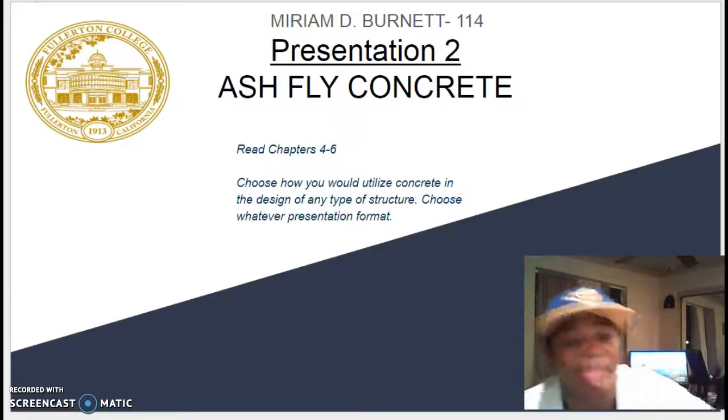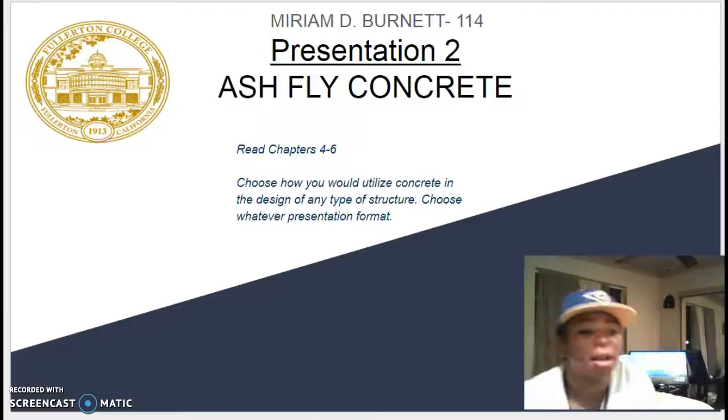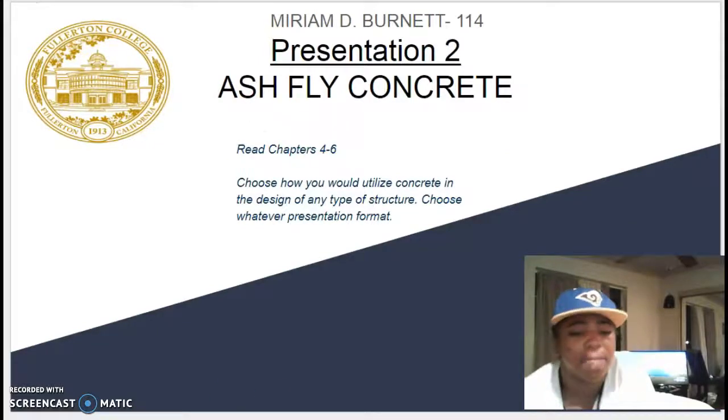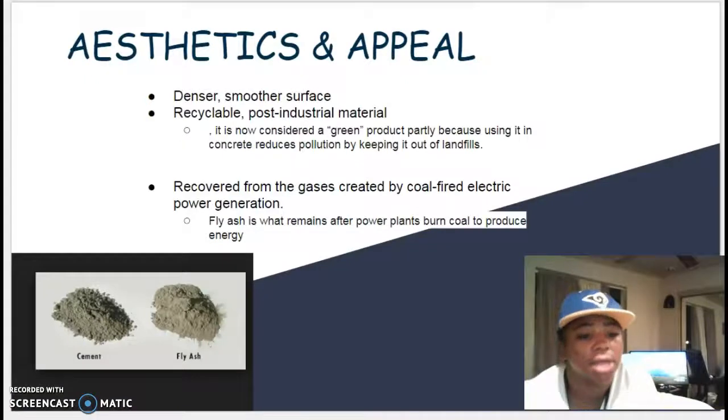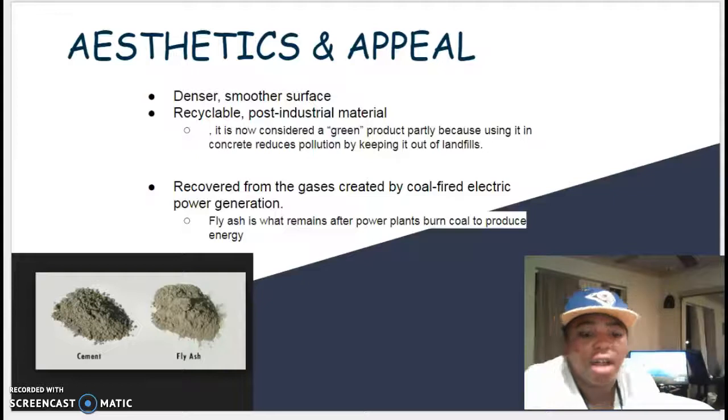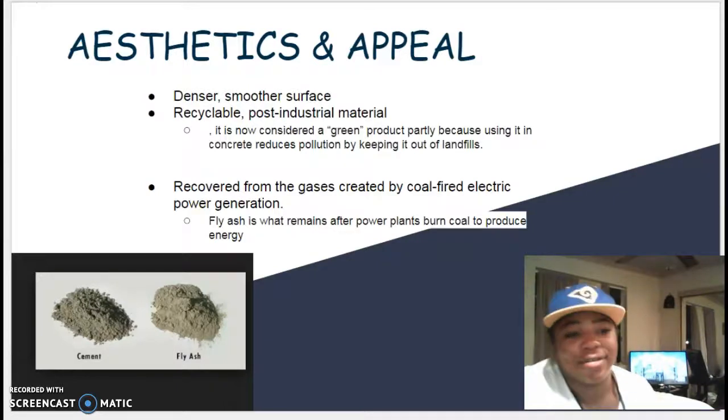Anyway, so I chose Fly Ash Concrete. I'm a tree hugger, and I will use it in the design of any type of structure because it has an aesthetic appeal that I particularly like. It's not only denser and smoother on the surface, which might appeal to the client, but as an architect, I choose something that is near and dear to my heart, which is anything that is recyclable.